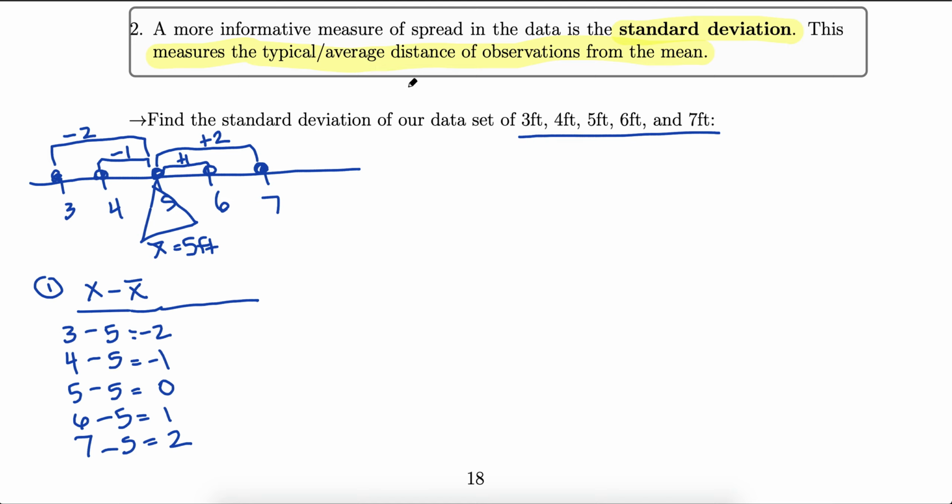Now, if you look at our definition again, we found the distance of observations from the mean. We just found that. Now we need to make it into a typical or average distance. So if you think about average, that means add up everything you have, divide by how many there are.